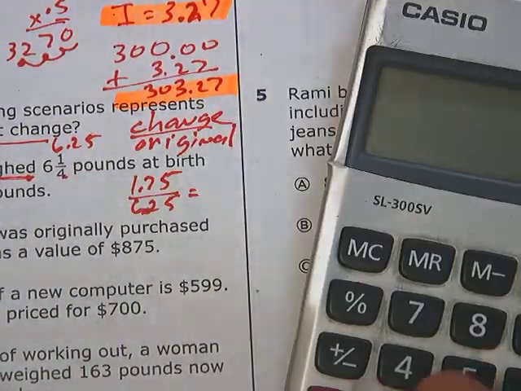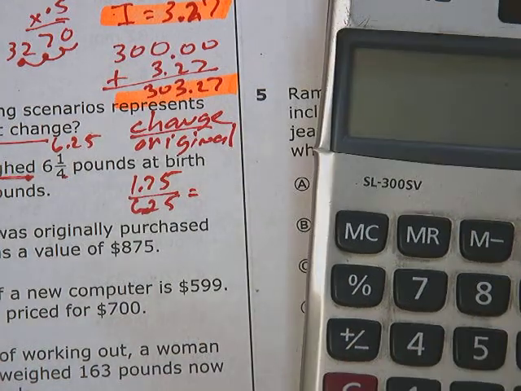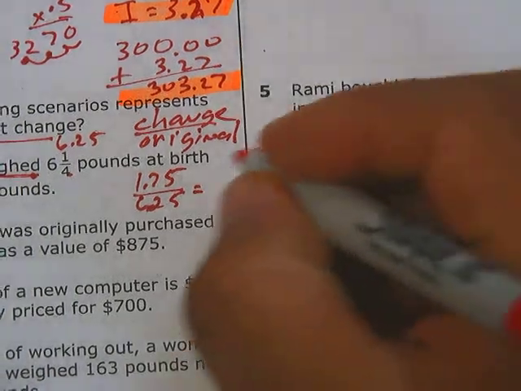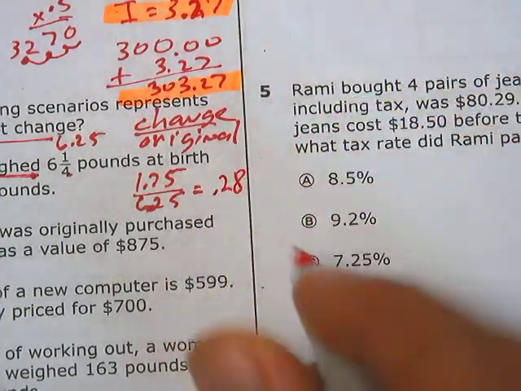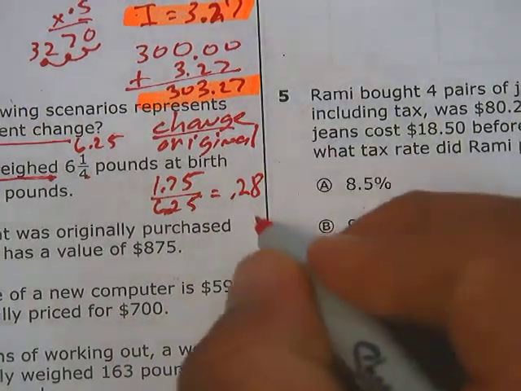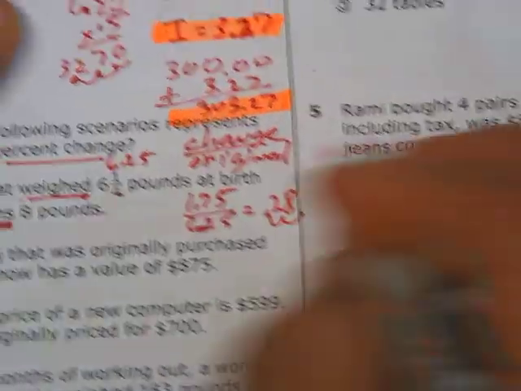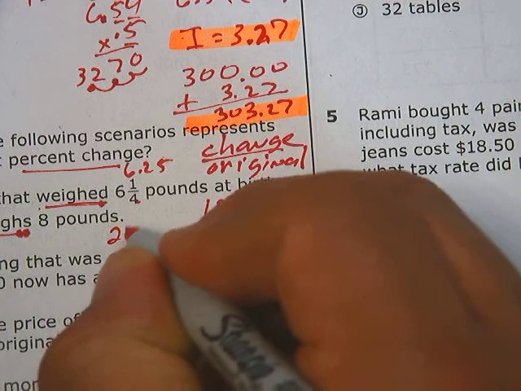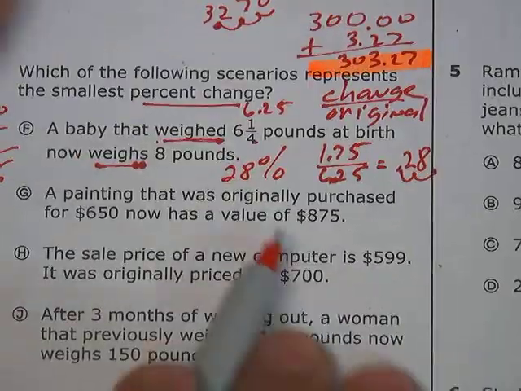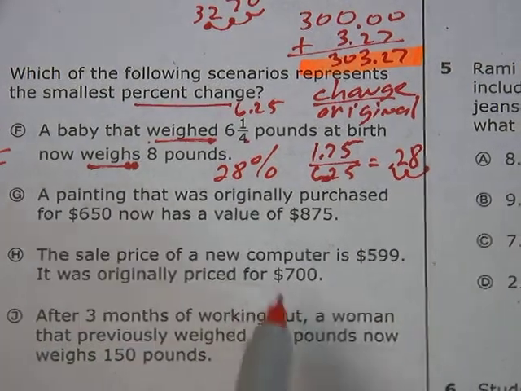For time's sake, I'm going to do this on the calculator. I get 1.75 divided by 6.25, and I get 0.28. Well, how do you make this decimal a percent? You move the decimal 2 times. And so this one here, F, is 28%.